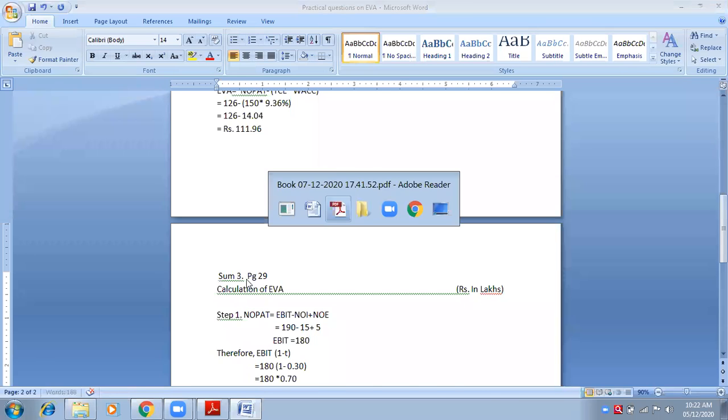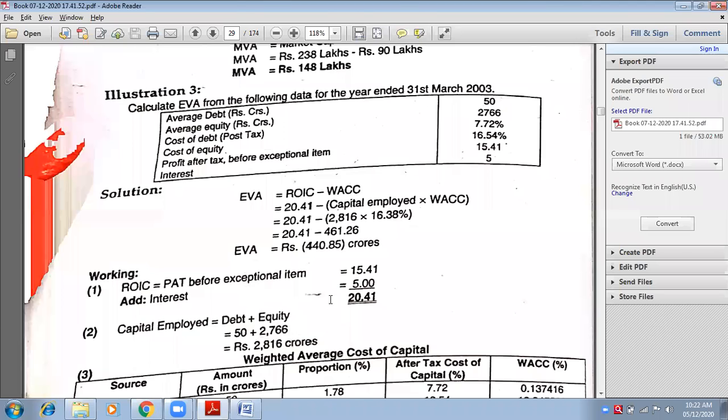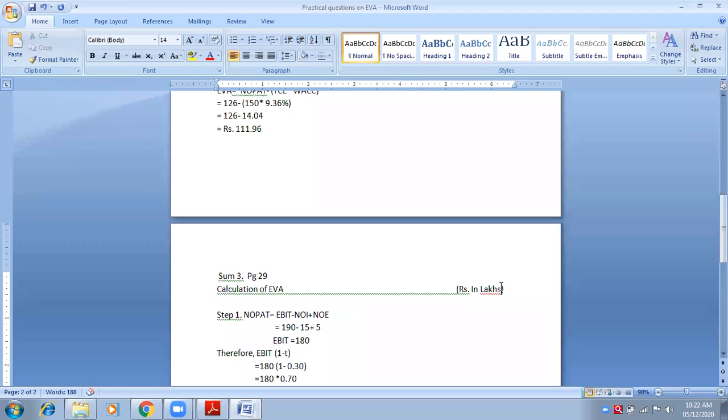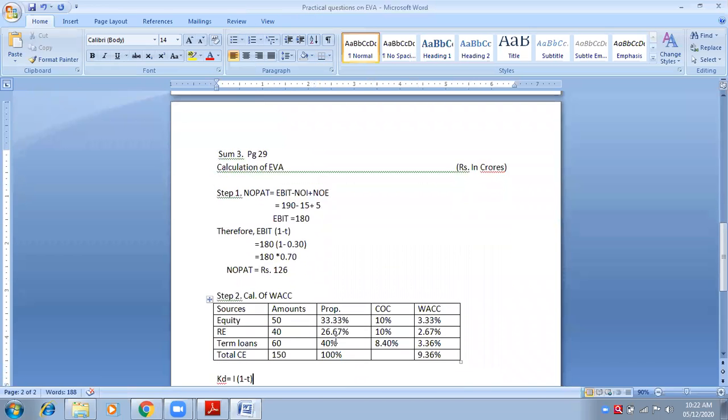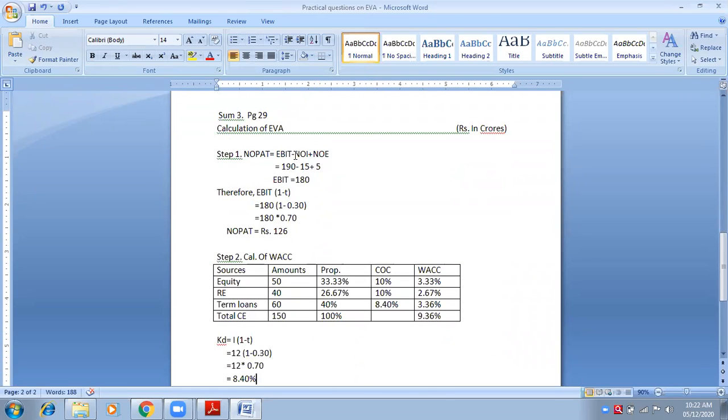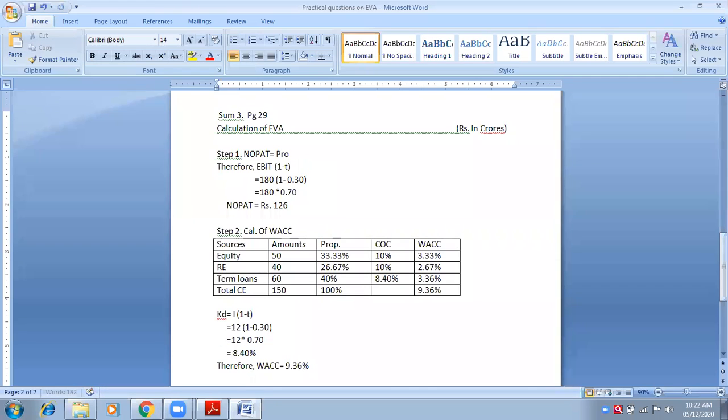See, now we will first write calculation of EVA, figures in crores. Step number 1 will be NOPAT. But now here NOPAT will be, see, I don't want to do anything with NOI and NOE. Therefore, let me cut this. I have profit after tax, and in that no NOI, no NOE is treated. So leave it. I don't want it to be treated.